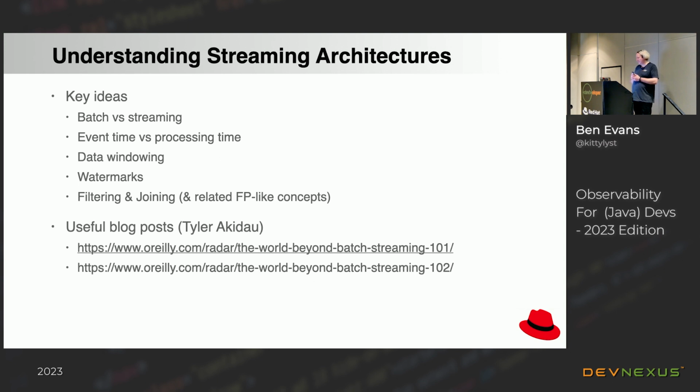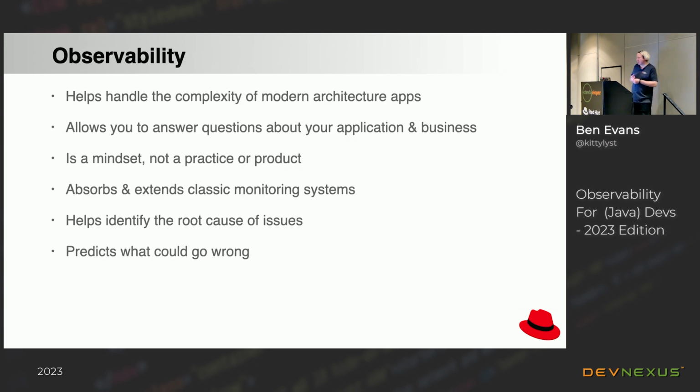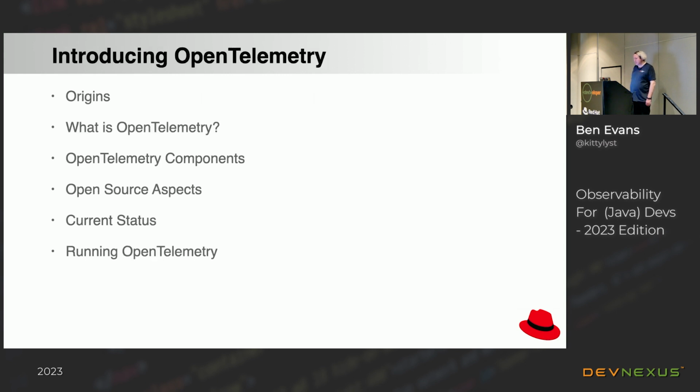Yep. So to wrap up, this helps us handle the complexity of modern architectures. We're trying to find answers, specifically outage-related answers about the application. It's more a mindset rather than a practice or a product. There are many different ways to do it. And it kind of absorbs and extends classic monitoring systems. Lots of people have started with a monitoring system and have ended up building observability on top of it as well. So let's talk about OpenTelemetry.